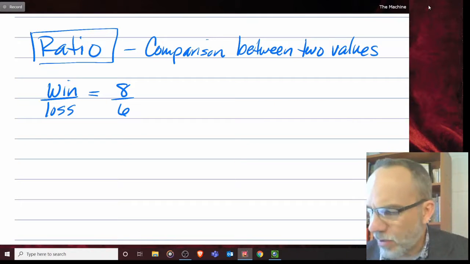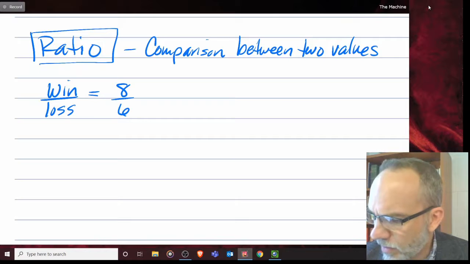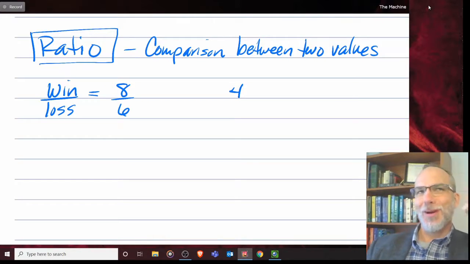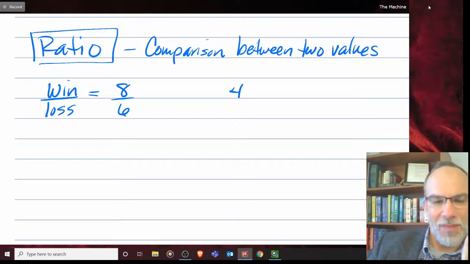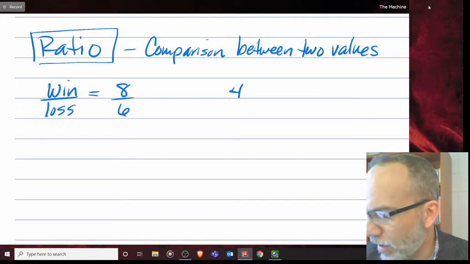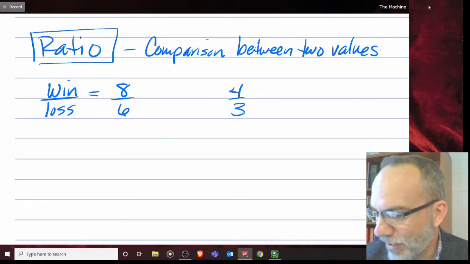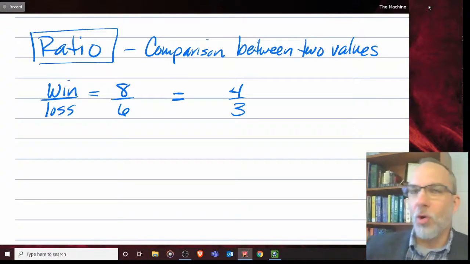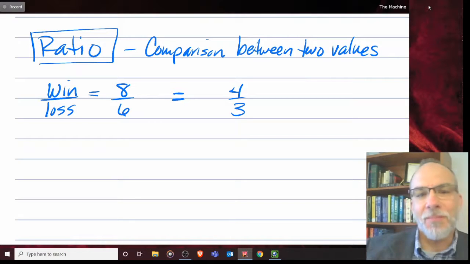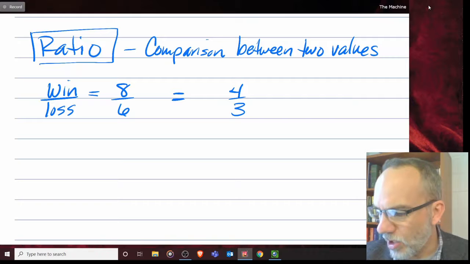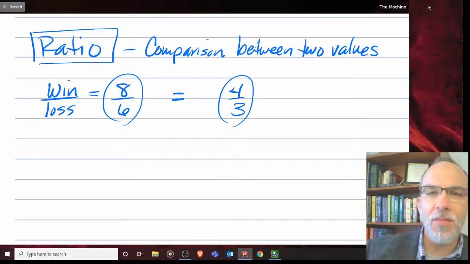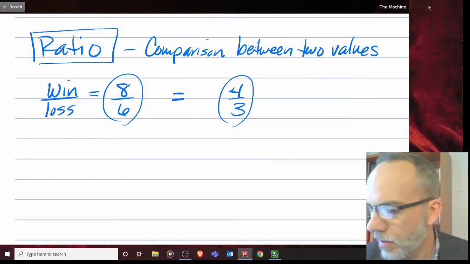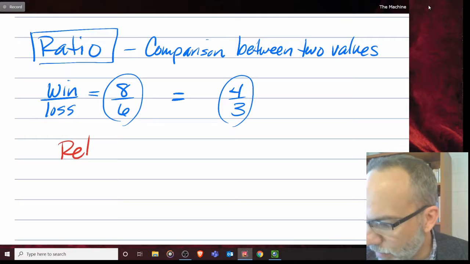But still, you might talk to one of your friends, and your friend says, well, my team only won 4 of their games. And you might think in your mind, I've got a better team than they, because our team's won more games. But wait a second, without knowing how many the other team lost, you really can't say. And if they've only lost 3 games, then just like with a fraction, oh my goodness, those relationships are the same. The ratio of 8 to 6 is equal to the ratio of 4 to 3, because we're not focusing on the numbers themselves, we're focusing on the relationship between them.